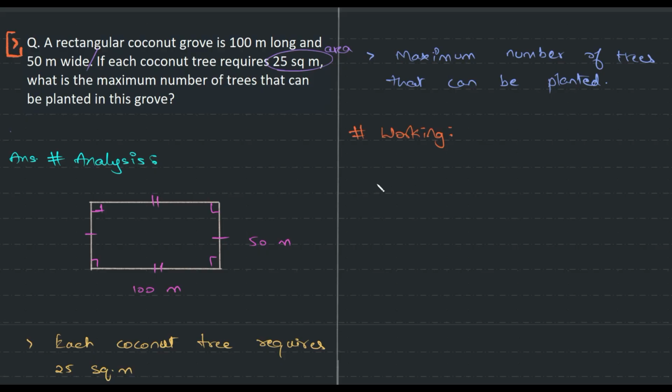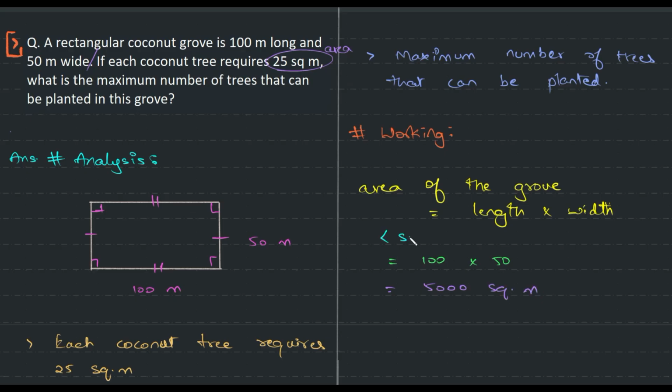Okay, so we're looking at the working. First thing is we'll figure out the area of the grove. Since we're looking at a rectangle, we can use length into width as our formula. Here the length is 100, width is 50, giving us 5,000 square meter. This is post substituting the values. So this is what we have. We have to work with this.